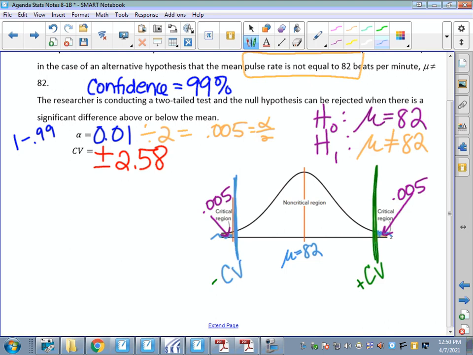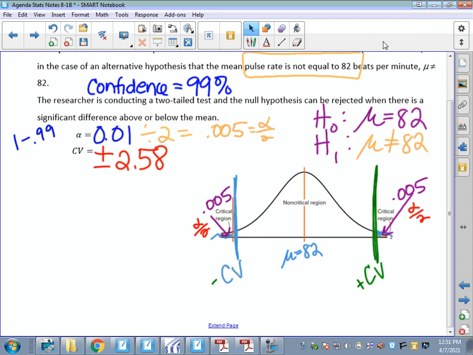My CV is different if it's a one-tailed or a two-tailed test, even if I have the same confidence level. So make sure you watch out for that. You have to know. So remember, this is alpha over 2 because I'm splitting that up nice and evenly.